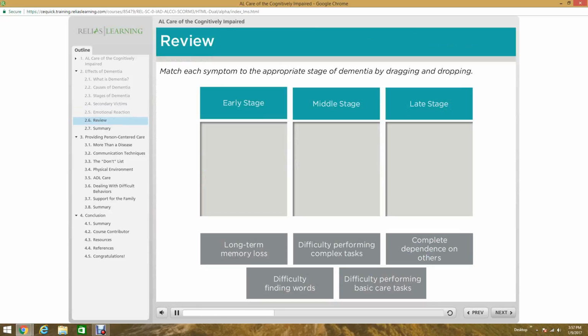Review. Match each symptom to the appropriate stage of dementia by dragging and dropping.